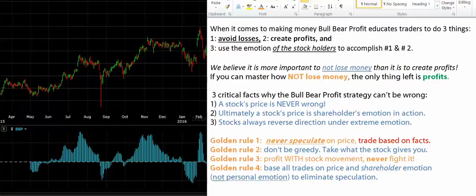Bull-bear profit's golden rules. Number 1, never speculate on price. Trade based on facts. Number 2, don't be greedy. Take what the stock gives you. Number 3, profit with stock movement. Never fight it. And number 4, base all trades on price and shareholder emotion, not personal emotion, to eliminate speculation.